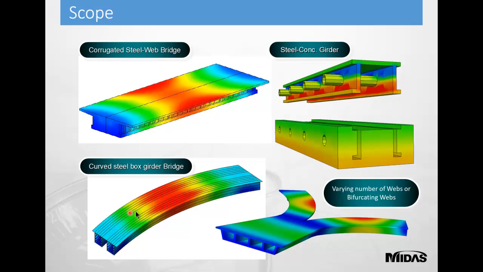Here the bridge profile is curved, and the crucial results are distortion and warping stress. We cannot get these results in frame modeling; we have to do solid or plate modeling to get the distortion and warping stresses. That can be done again in MIDAS FEA. Next example is the bifurcating webs. You can see over here.